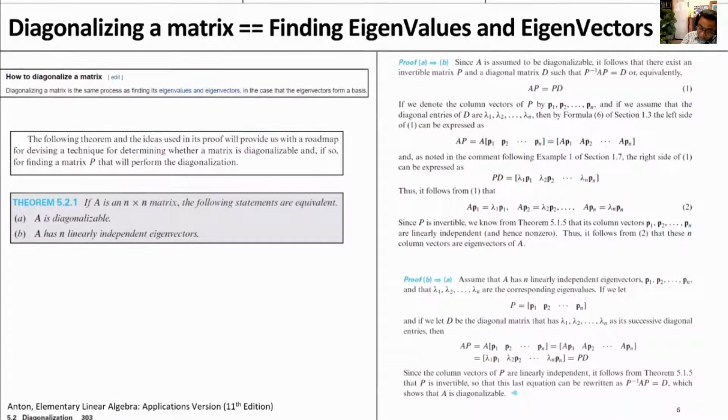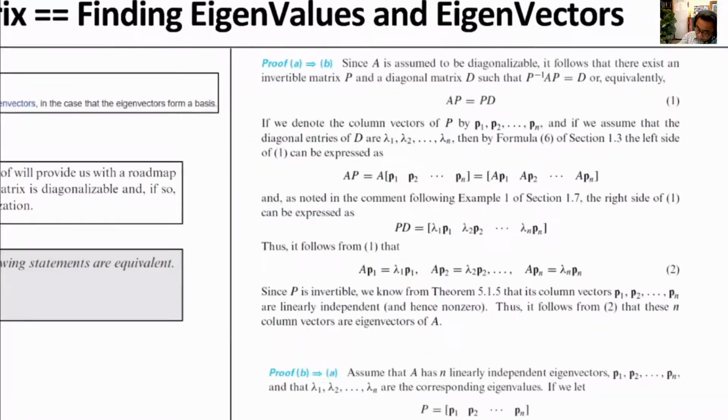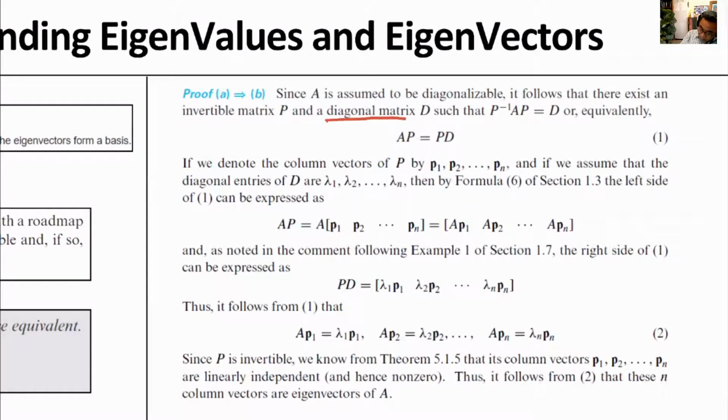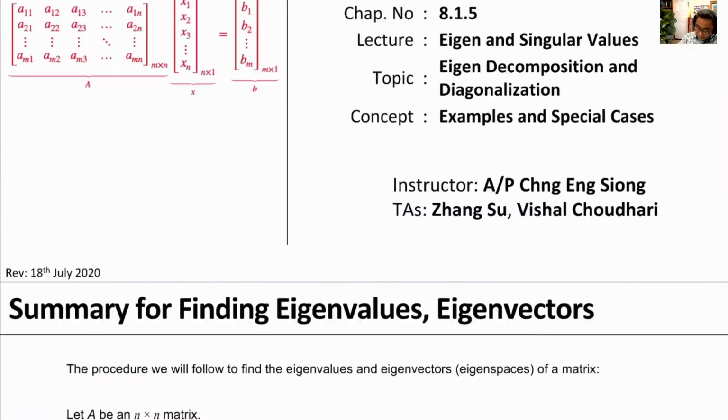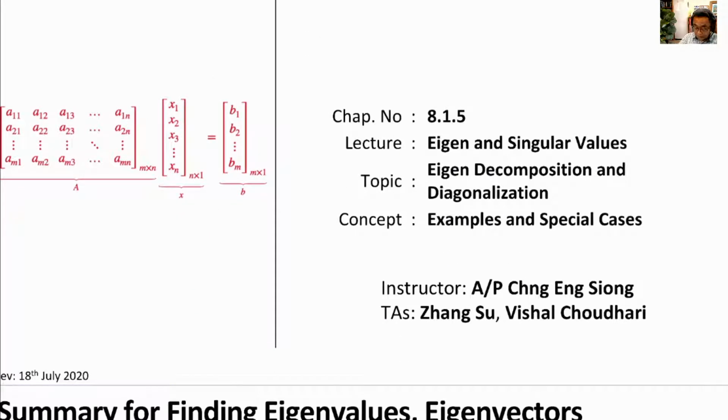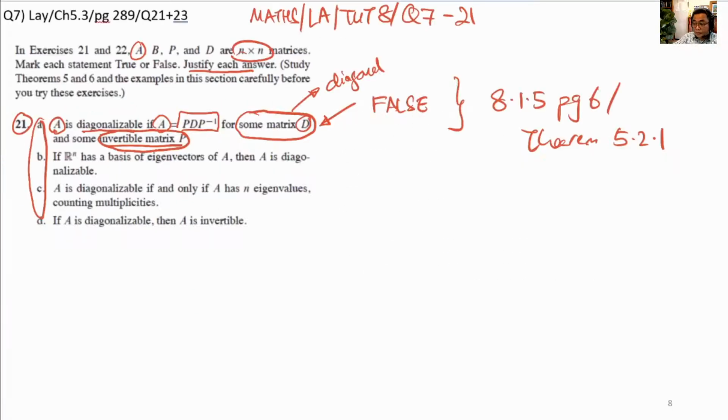In diagonalizing a matrix, when the matrix given to us is an n by n matrix, A is diagonalizable if it has n independent eigenvectors, and in addition to that, the matrix D must be a diagonal matrix, in addition to P being an invertible matrix. So this information is found in this slide 8.1.5, page number 6. We now turn our attention to the second question.